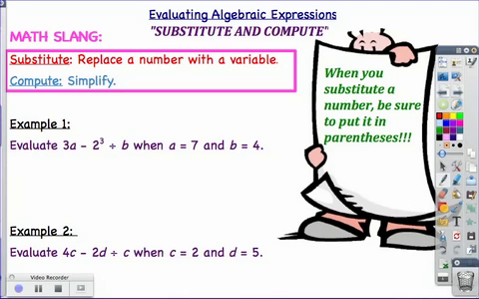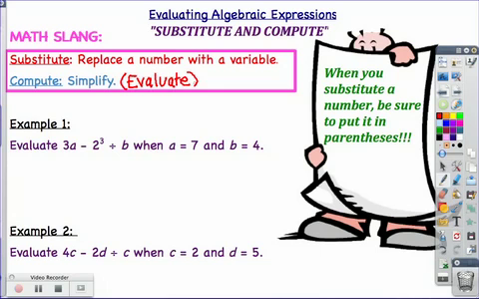Another synonym would be to evaluate. We're going to do two examples together. Example 1. Evaluate 3a minus 2 cubed divided by b when a equals 7 and b equals 4.